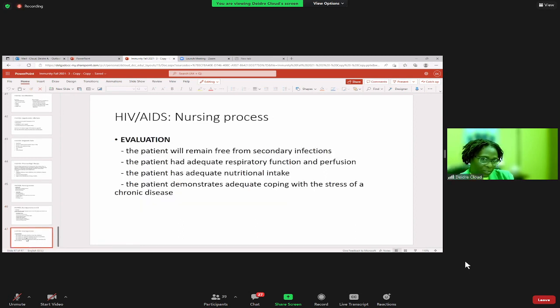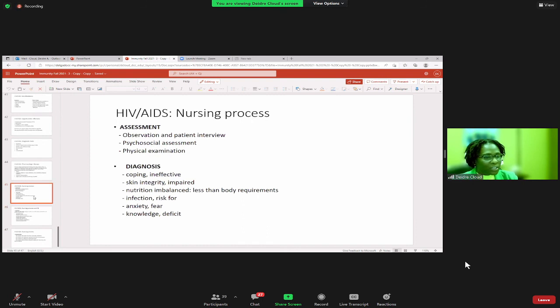And evaluations, this is what we want to occur. Correct? Any questions about HIV, AIDS, or anything, just leave it in the discussion board.